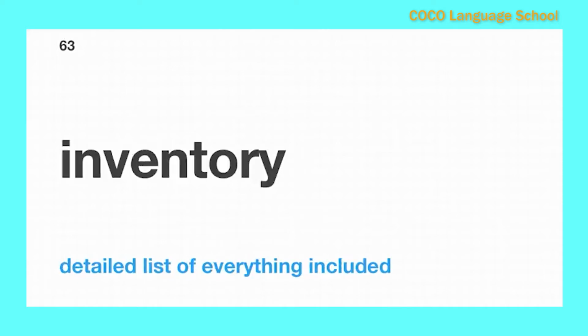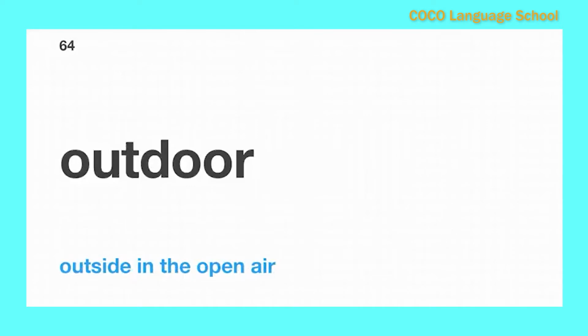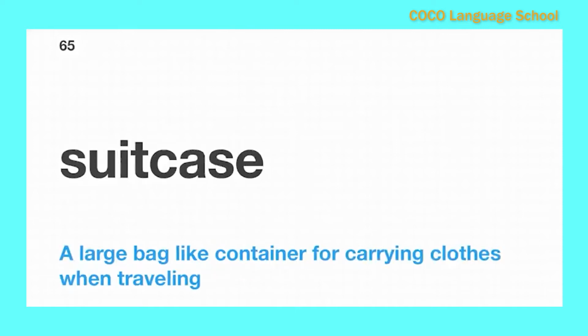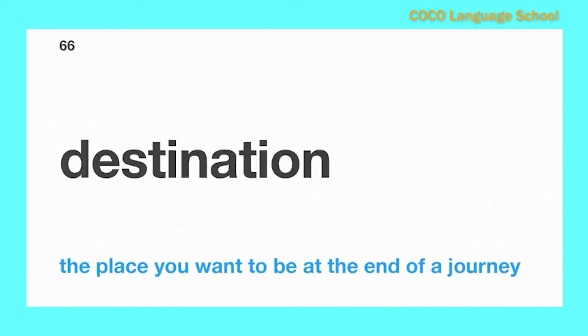Detailed list of everything included. Inventory. Outside in the open air. Outdoor. A large bag-like container for carrying clothes when traveling. Suitcase. The place you want to be at the end of a journey. Destination.